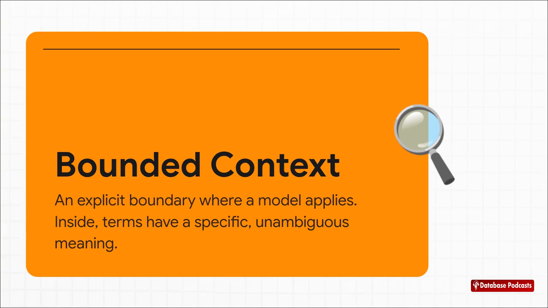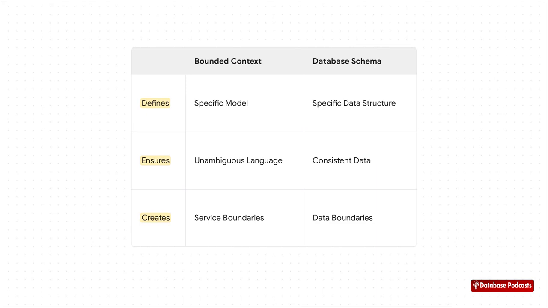You can think of it like a protective wall or a bubble around a specific model. Inside this boundary, a term like customer has one and only one meaning. You know, for anyone familiar with relational databases, a great analogy is a database schema. Just like a schema provides a clear, consistent structure for one part of an application's data, a bounded context provides a clear, unambiguous model for one part of the business domain.